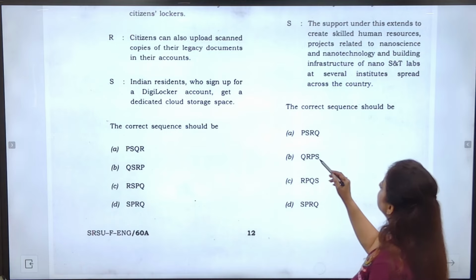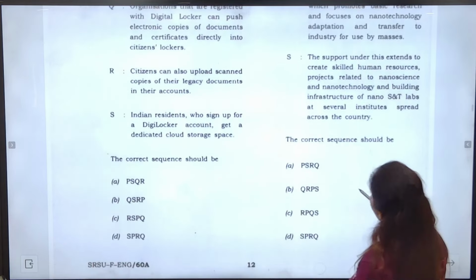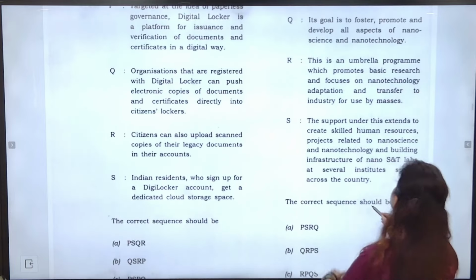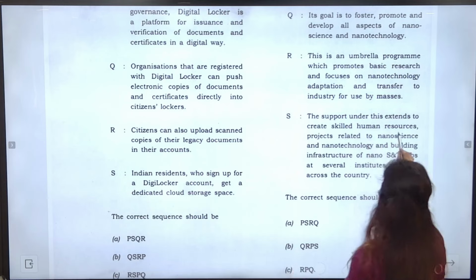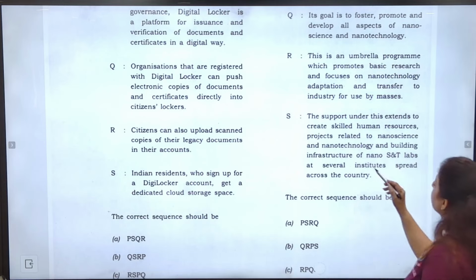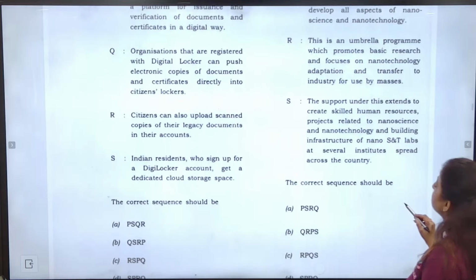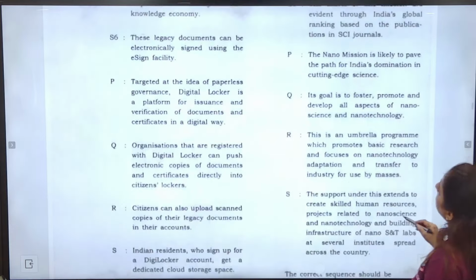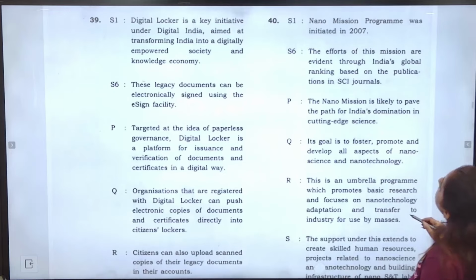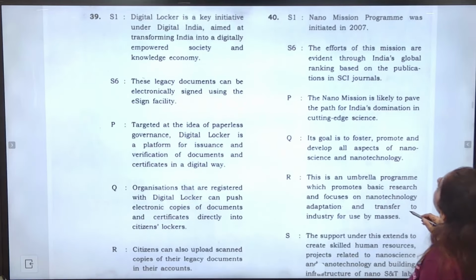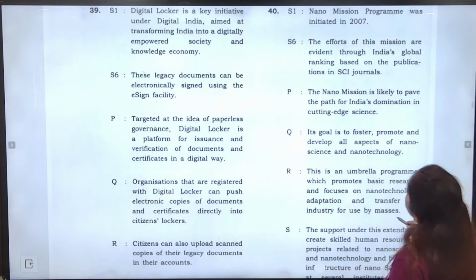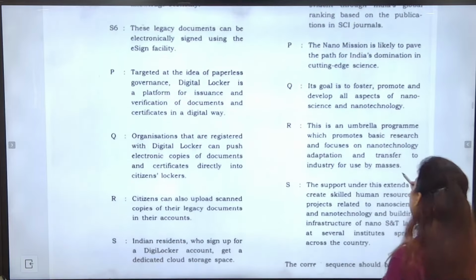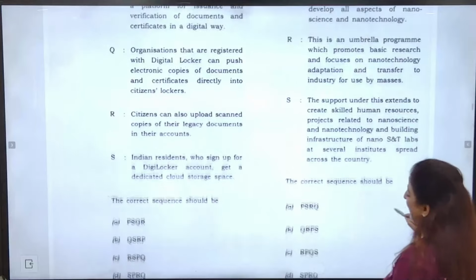Anyways, finally, we'll do this S and S6. This is such a lengthy one. The support under this extends to create skilled human resources, projects related to nanoscience, technology, building infrastructure of nano S&T labs at several institutes spread across the country. The efforts of this mission are evident through India's global ranking based on the publications in SCI journals. Great, this is not a pair.